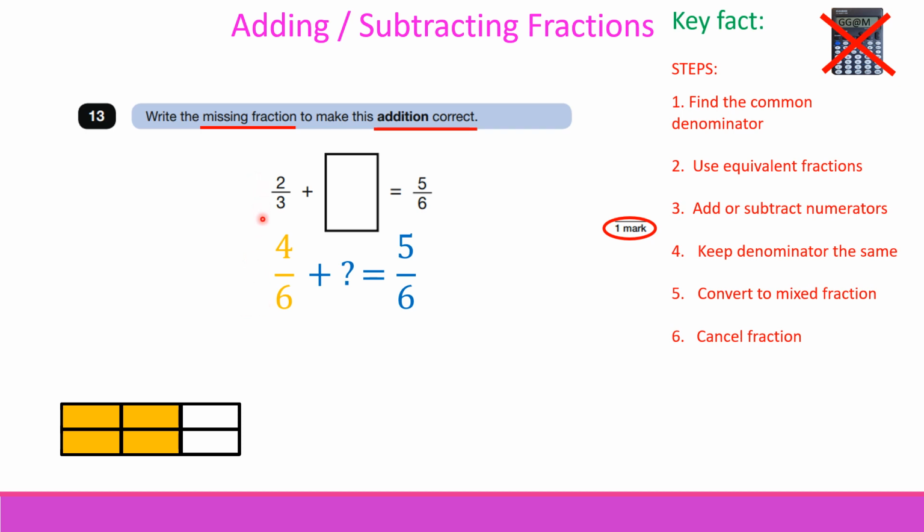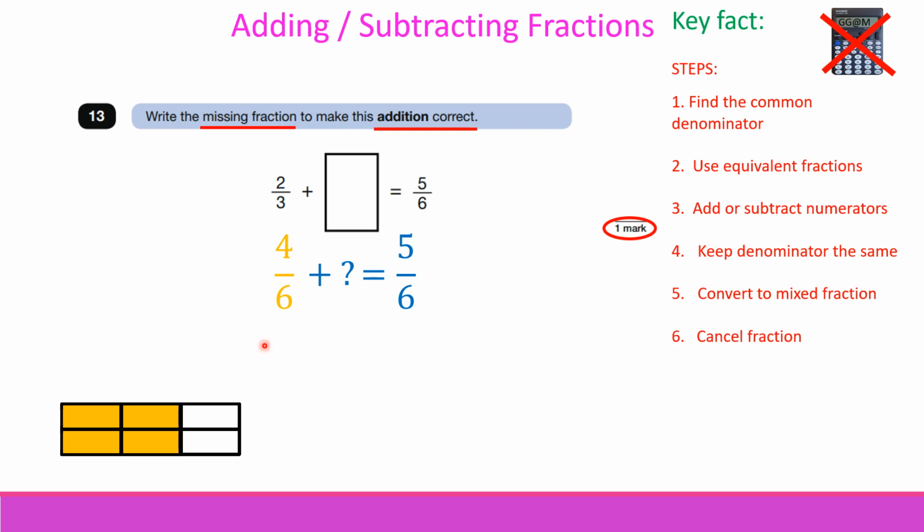So I could say 4/6 plus some missing value is going to equal 5/6. Because the question says 2/3 plus something is going to equal to 5/6, and we've got to work out what this question mark is. So 4/6 plus something, and it's going to be over 6, has got to equal 5/6. So if you look at your diagram, we've already got 4 of them coloured in, and we need to make 5/6. You should be able to see from looking at your diagram what the missing value is going to be.